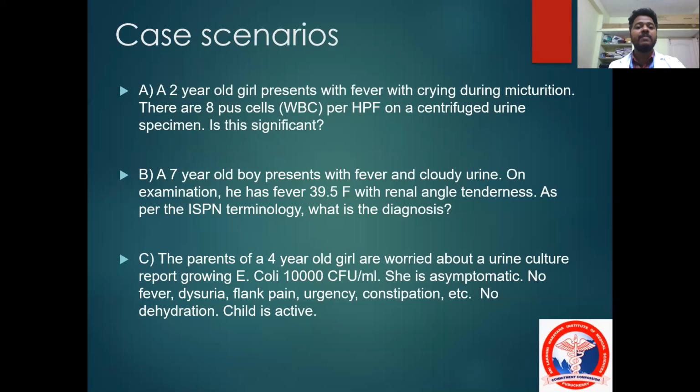So going to the previous slide, the first case you have seen had pus cells on a centrifuged urine sample. So it is significant. In a centrifuged urine sample, if a child is having more than 5 pus cells per high power field, then it is significant. So in the first case, the pus cells per high power field is significant. So we have to send culture and start antibiotics.